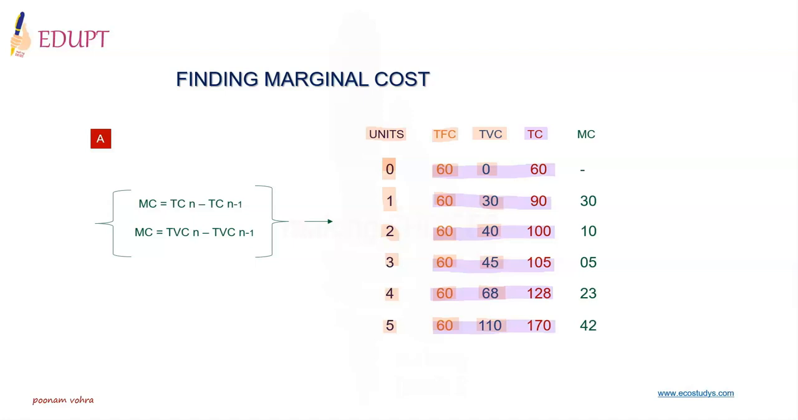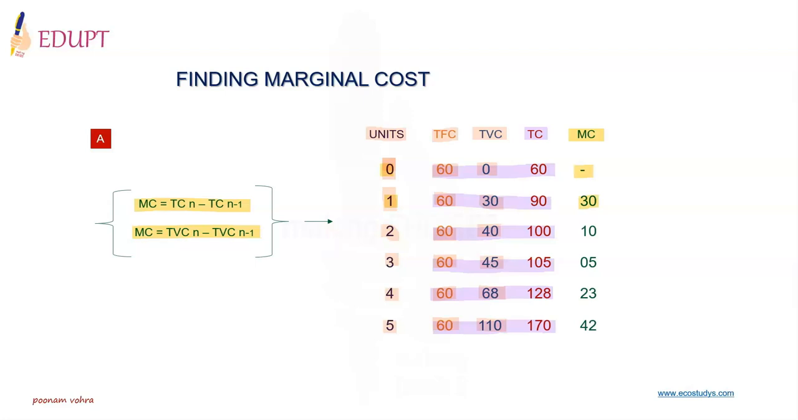Now one can find marginal cost by applying the formula relating to total cost or relating to total variable cost. By either way, one gets the same answer, simply because marginal cost is not affected by total fixed cost. It is affected only by the variable cost. So let us see. When 0 units are produced, marginal cost is undefined. With 1 unit of production, marginal cost is 30.